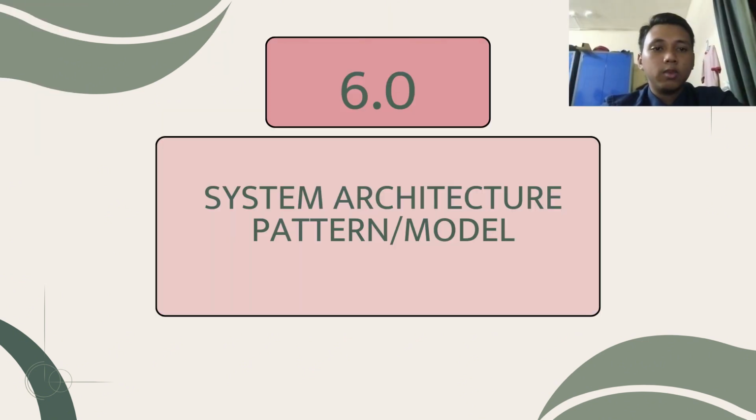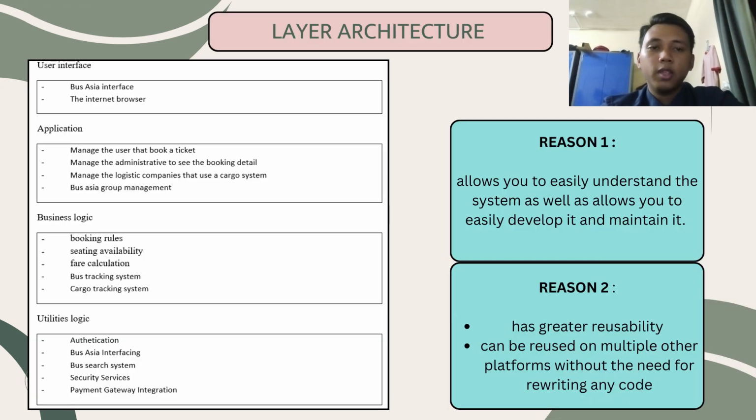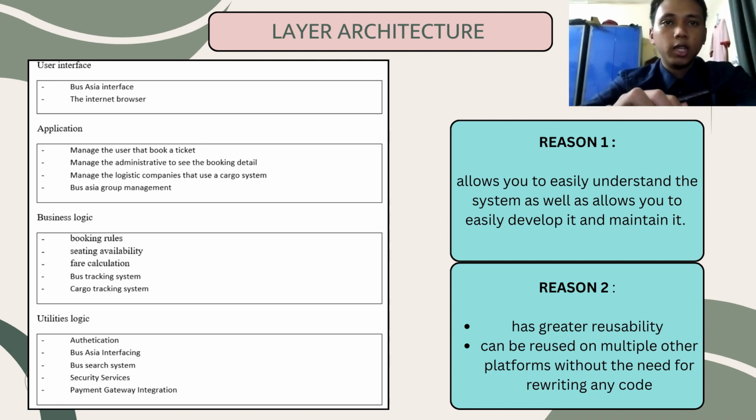For our system architecture model, we use layered architecture. Layered architecture has 4 different layers: user interface, application, business logic, and utility logic. We use layered architecture because it allows us to easily understand the system, as well as develop and maintain it easily. With specific tasks assigned between layers, business logic can be modified in a safe manner while providing an opportunity to fix errors, change system performance, and maintain system stability.